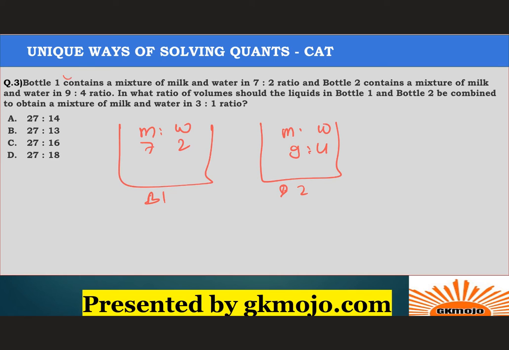Guys, this is a very important question. Please mark this as important. This has often been repeated in a lot of MBA examinations. So we'll just simply figure out milk is to solution over here, which is relatively easy, right? So milk is to total solution will be 7:9, right? Because total is 7+2, right? And milk is 7. Similarly here, milk is to solution will be 9:13.